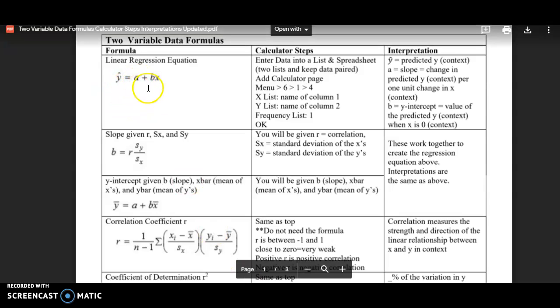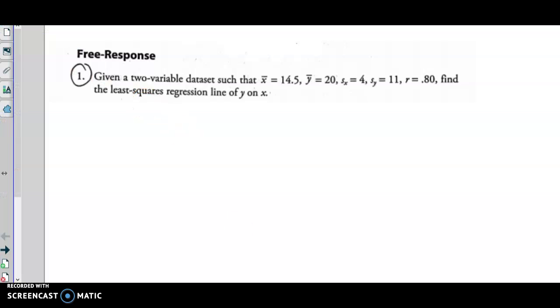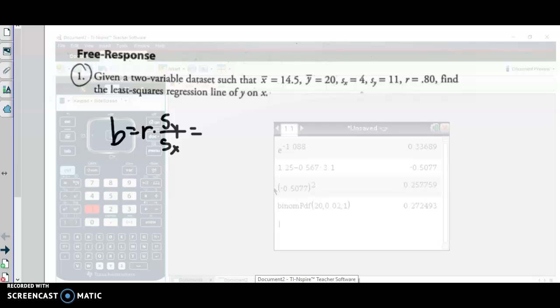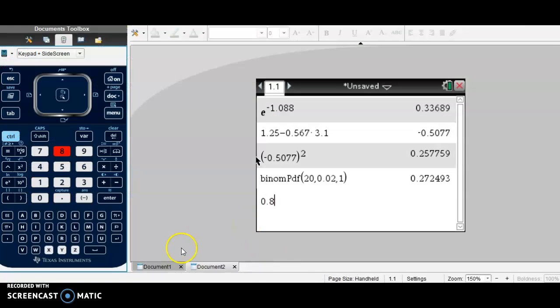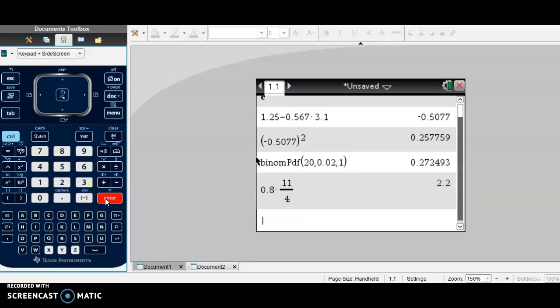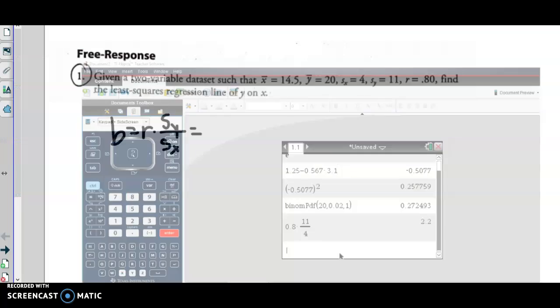So I'm going to have to find the B first, the slope. For this problem, the slope is going to be r times sy over sx. Again, that's on the formula sheet, you have it. And I'm just going to go ahead and type those numbers in the calculator. For us, that is 0.8 times 11 over 4, and I get 2.2.